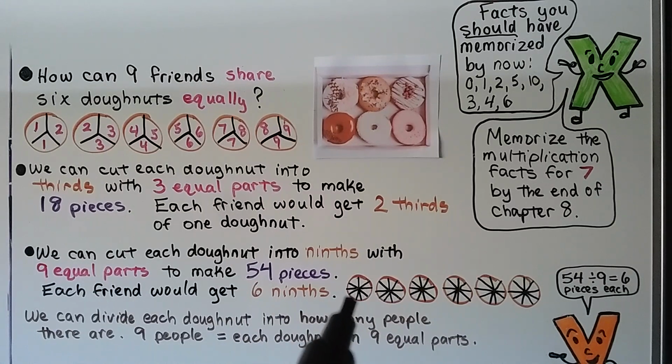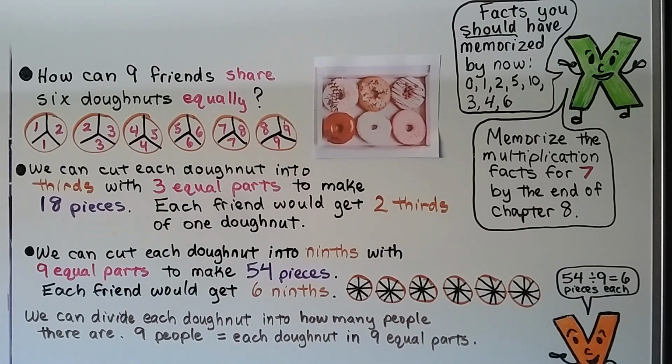Because there's 9 friends and this is cut into 9 parts, the first friend would get a ninth of this one, a ninth of that one, a ninth of that one, a ninth of that one, a ninth of that one, and 1/9 of that one. So they would get 6/9. And we would do the same thing for the second friend, third friend, all the way up to the 9th friend. They would each get an equal part. They would each get 6/9.